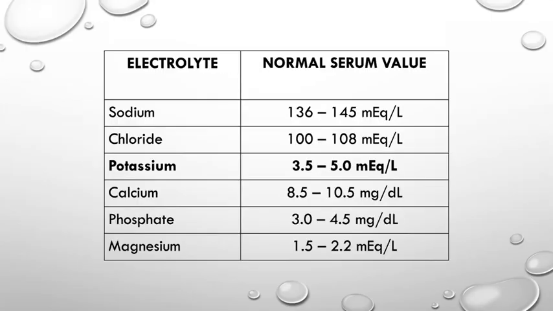Before we dive deeper, let's review normal values of potassium. Normal serum potassium is 3.5 to 5 milliequivalents per liter. Remember, potassium is critical for neuromuscular and cardiac function, so even small changes can have a big consequence. For example, a potassium level of 3.2 milliequivalents might seem mild, but in a patient on digoxin, this can precipitate life-threatening arrhythmias.